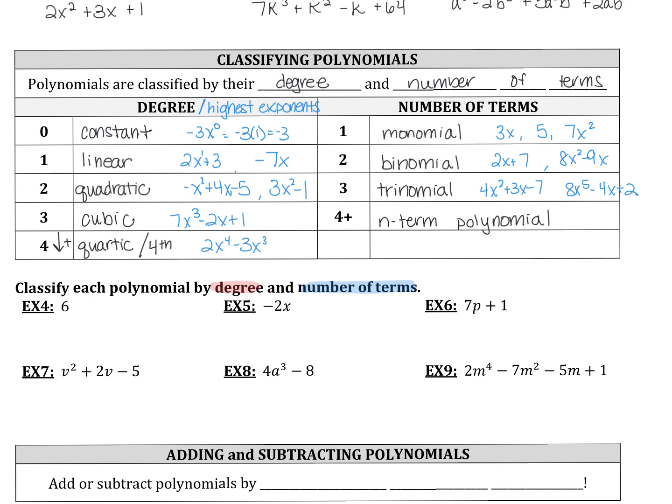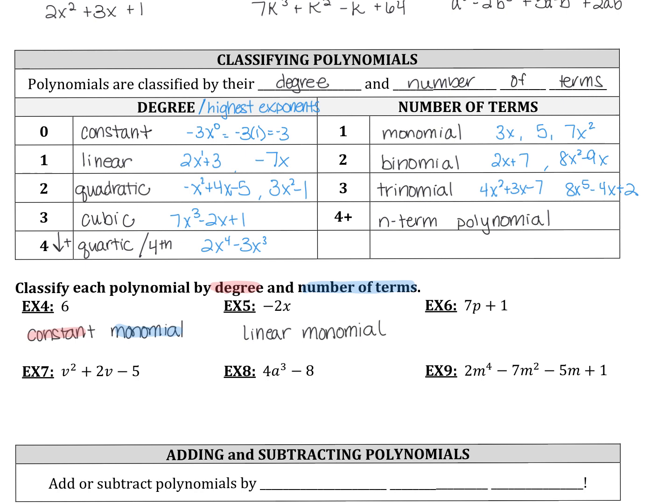All right, example 4, we have 6. This is a constant monomial. So constant refers to the degree. Monomial refers to the number of terms. So this is a degree 0 and it's 1 term, so this is a constant monomial. All right, my next term, example 5, would be a linear monomial.